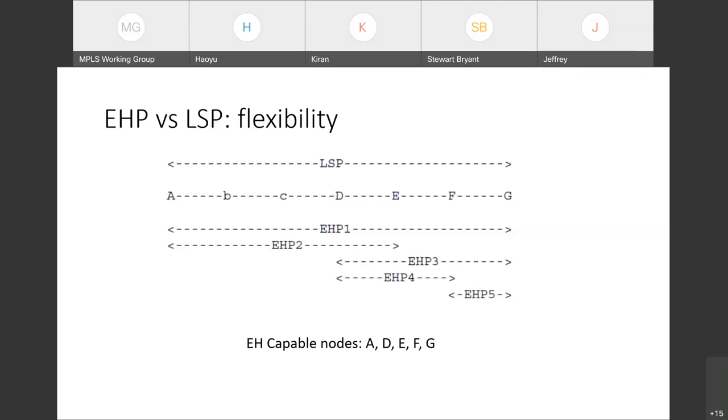That's a kind of capability, right? Some nodes are capable of doing that, some are not. So of course you have to take this into consideration. I think that should be advertised as a node capability, and you can only set up your extension header paths according to that capability announcement.